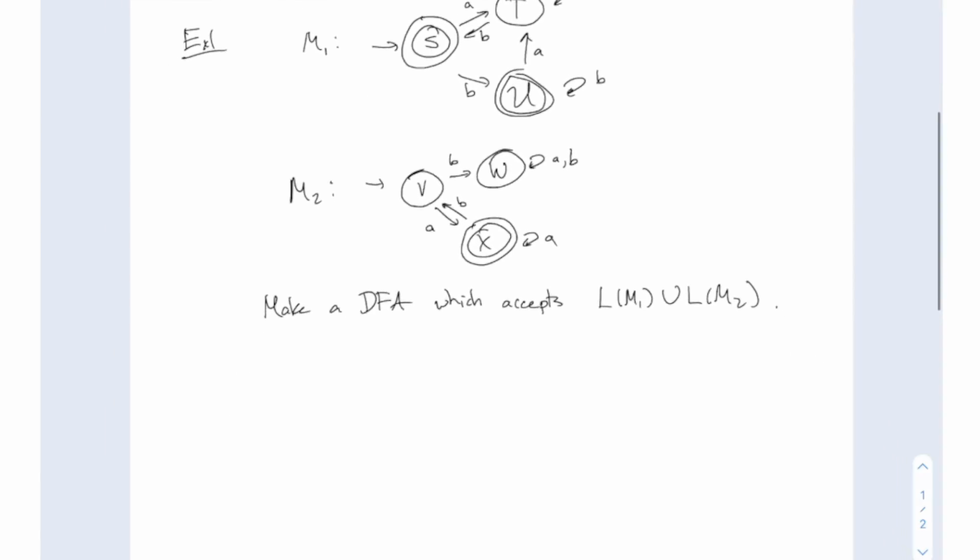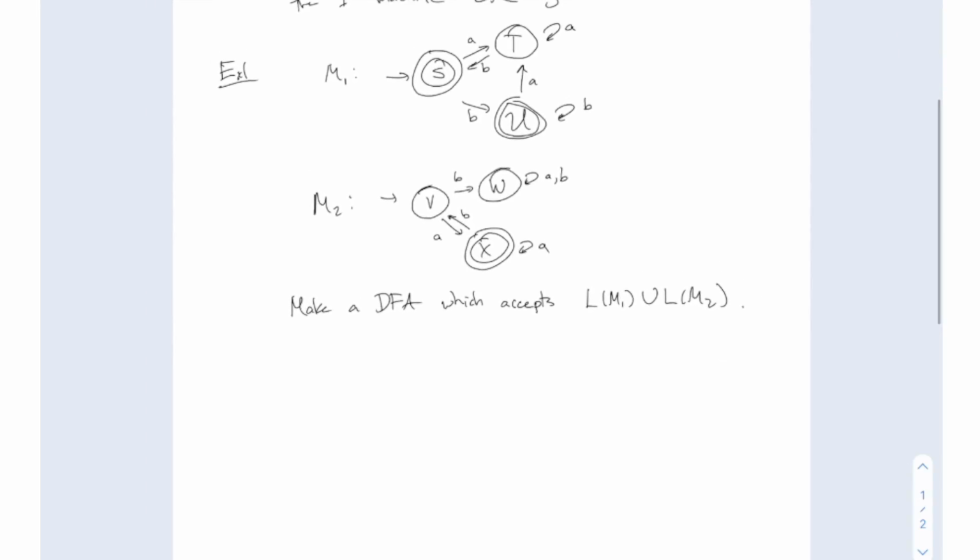I'm going to try to do this all on my page. So there are 3 states in each. Now, if I were to write all possible pairs, there would be 9 total possible states in this machine, although some of them are unreachable. So instead, I'm going to just start with the starting state, which would be S comma V. You just take the 2 original starting states and combine them in a pair. And then I'm just going to see where can you get from there.